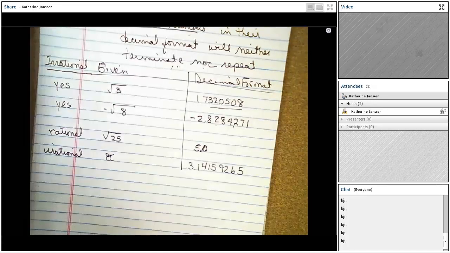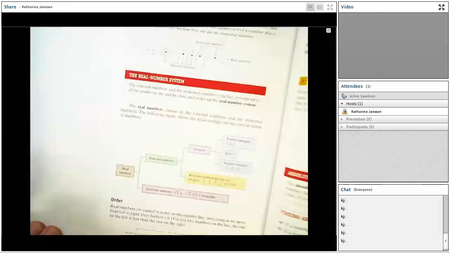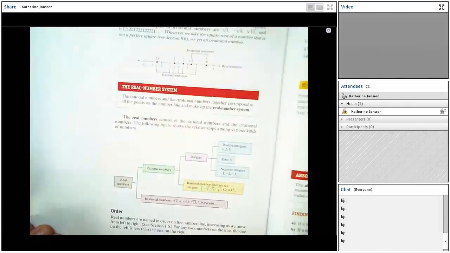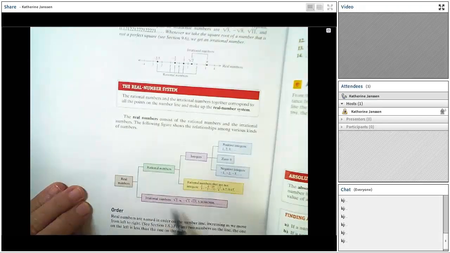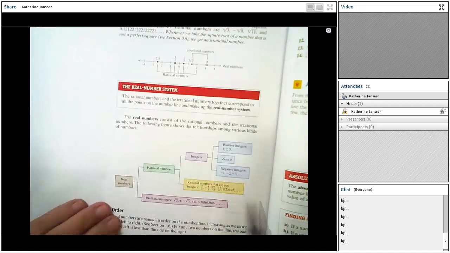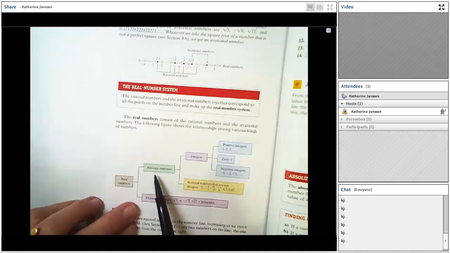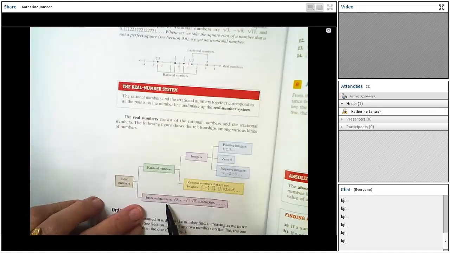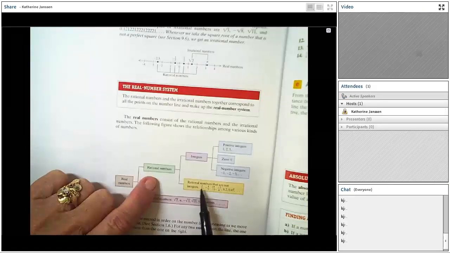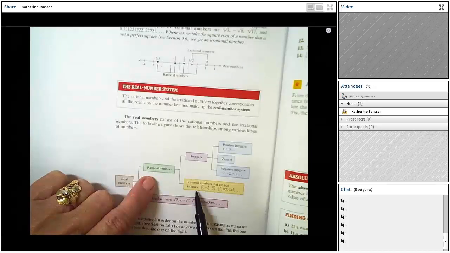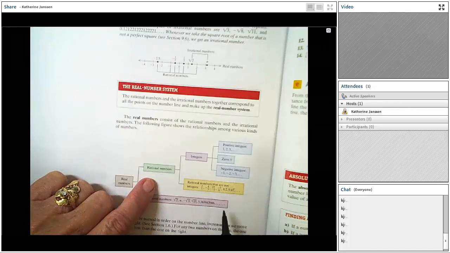So then on page 604, we're looking at our real number system. There's a nice hierarchy chart on page 604. And we define the real numbers as the set of rational numbers and irrational numbers. And then we break down the rational numbers into the integers and the rational numbers that aren't integers, like our fractions, 2/3, -4/5, and 8.2, and so on.